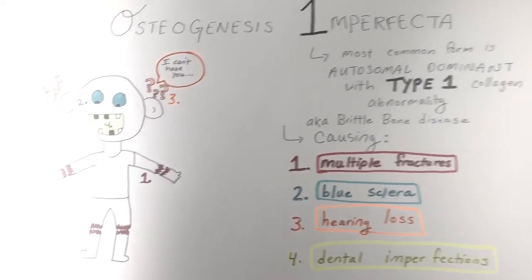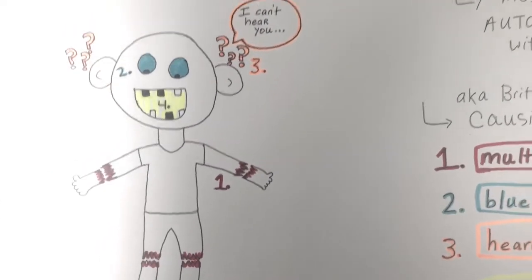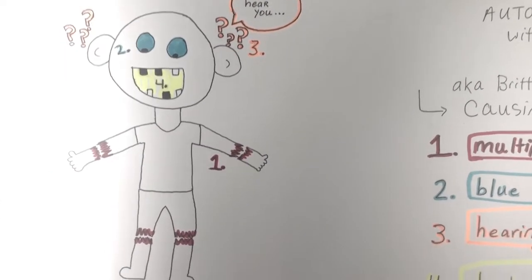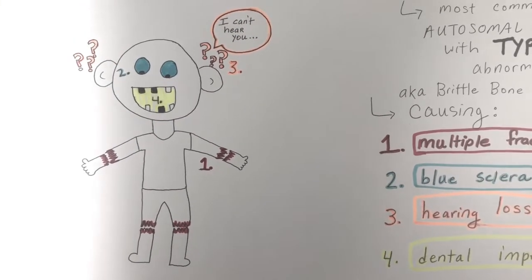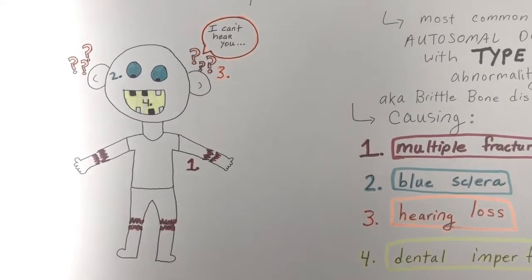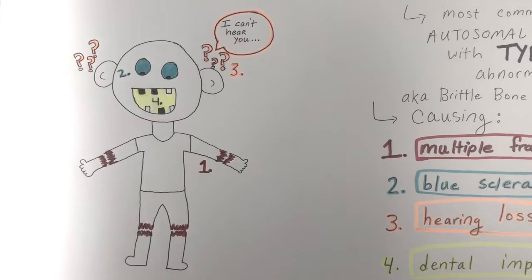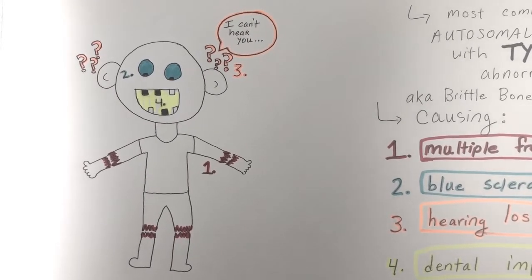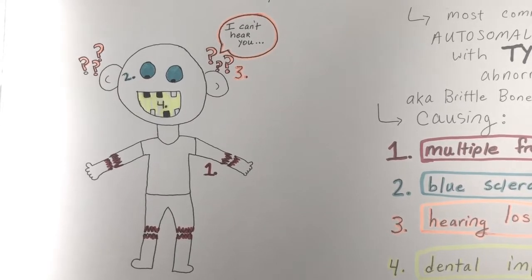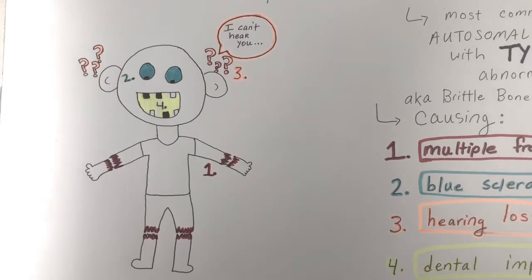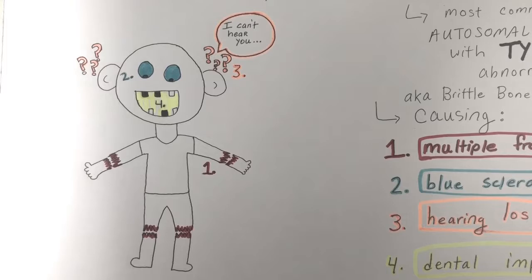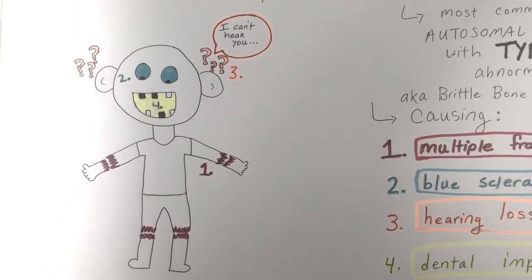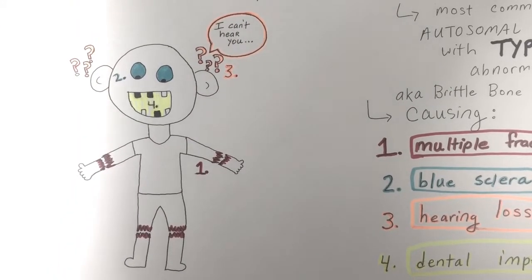Hearing loss is something that these patients have, and that is due to abnormal middle ear bones. And commonly, these patients would have dental imperfections due to the lack of dentin. Be careful to read the entire stem of the question because these patients can be commonly mixed up for patients that are undergoing child abuse.